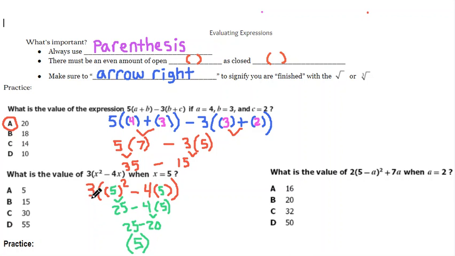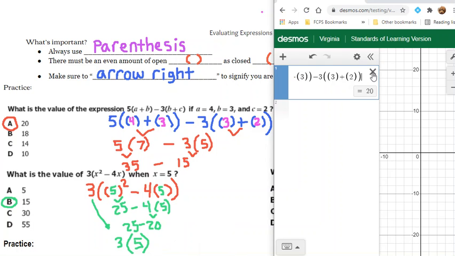And I still have this 3 up here I can't forget about. I'm going to bring him down. 3 times 5 would be 15. So there's my answer, 15. Once again, let's check it on Desmos, see if that works.